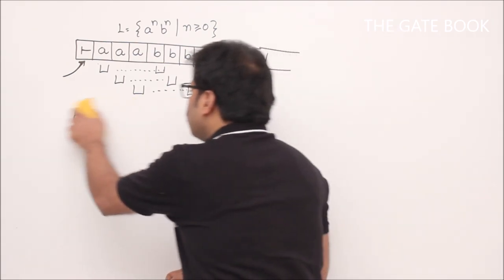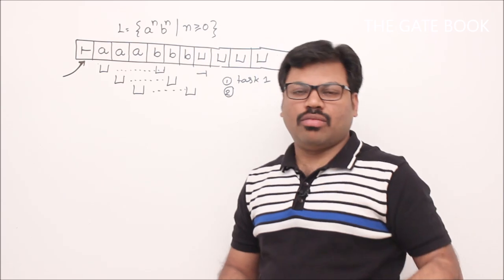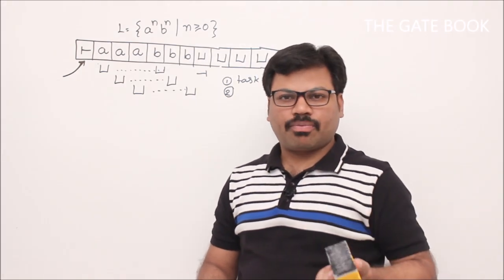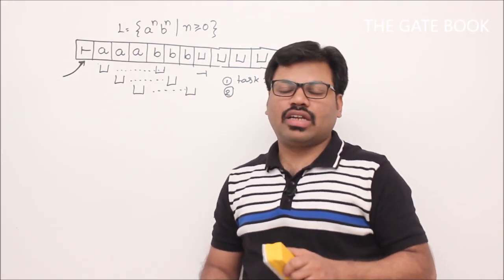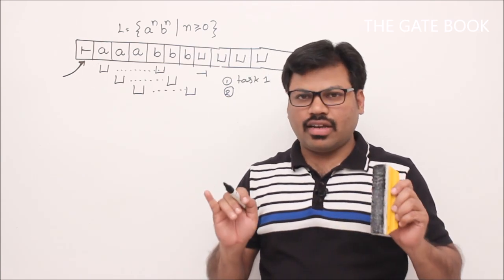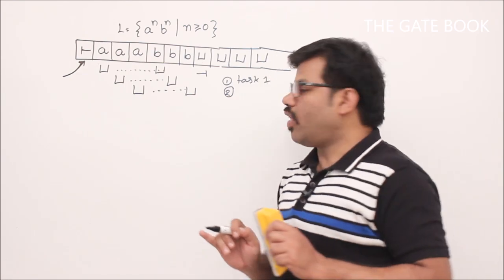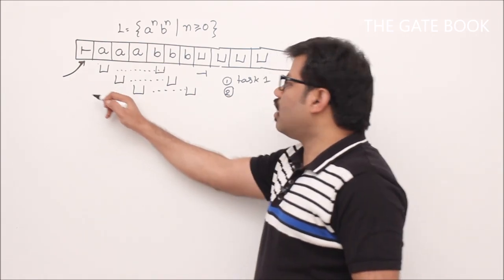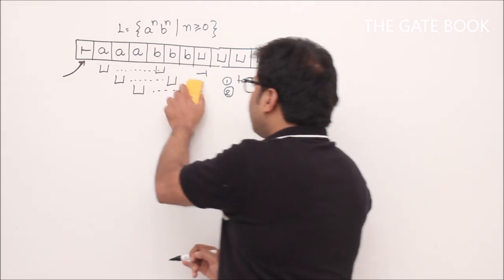So in this process, if you still see more a's, that means there is at least one a but there is no b. Otherwise, there is a b but there is no a. Then we can stop and say there is an error, and we will go to the reject state. So finally, what is the accept state? If I get all the blank symbols. So systematically, we do that.